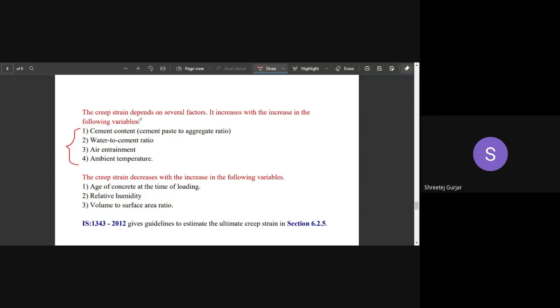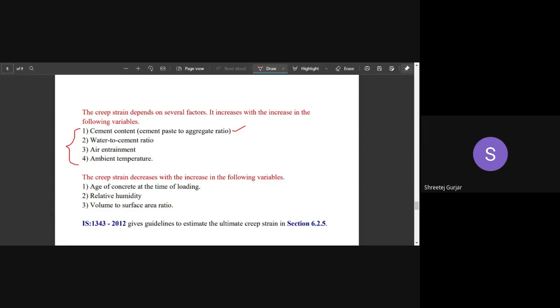Creep strain will increase with the increase in cement content. If the cement content increases, your creep strain will increase because the cement paste to aggregate ratio will increase. So if the cement content is more, there will be more creep occurring in your concrete. That is why we keep the cement content in our concrete low. We try to keep the cement content to a minimum so that we avoid this creep strain.